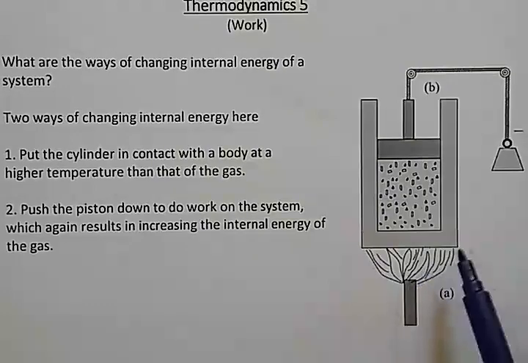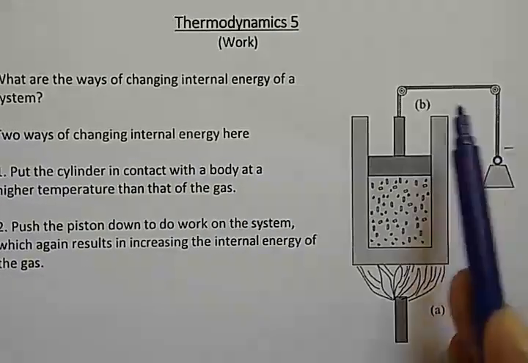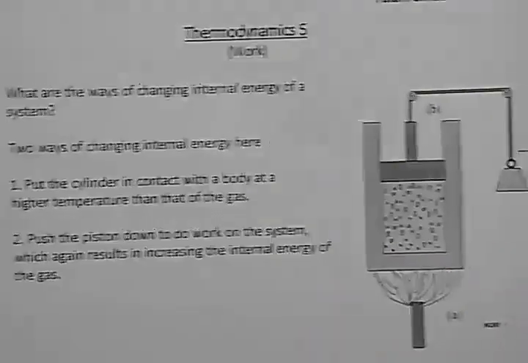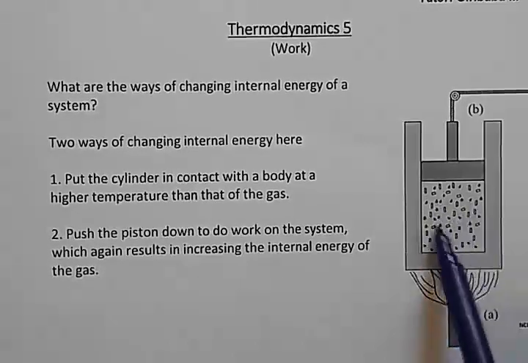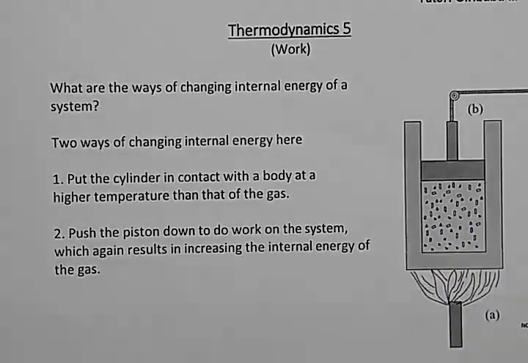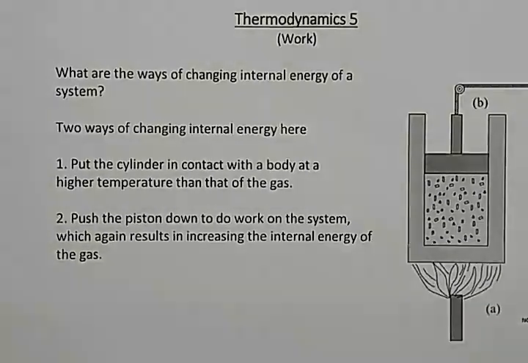One is by heating it with a flame, and the other is by applying pressure. By doing this, the internal energy of the system is varying. By doing work, we will change the internal energy of the system. There are two ways of changing the internal energy of the system.